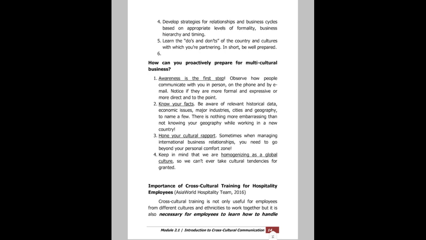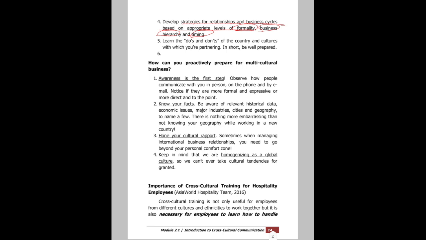So, next one is develop strategies for relationships and business cycles based on appropriate levels of formality, business hierarchy, and timing. Of course, if you are on a top management, mas madali mo makakausap yung mga ibang tao na nasa higher position na, lalo na kung ibang company yan. Let's say, ipapadala kita sa ibang company para kausapin yung president ng ganitong company. So, ibig sabihin, mas madali sa'yo because you are on the same position. Nasa same level kayo, na parehas kayong nasa top management.